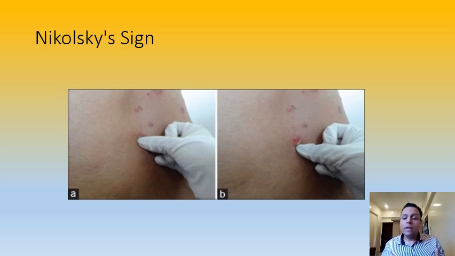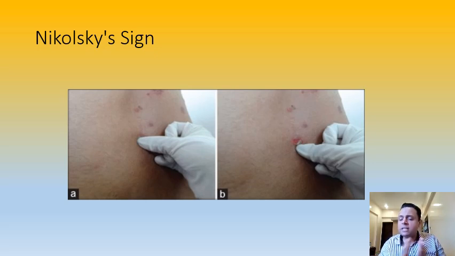The Nikolsky sign means you are putting a tangential, shearing pressure or force on the lesion. If you are doing that, it is called Nikolsky sign. What will happen when you put this tangential shearing force on the lesion? There will be epithelial detachment. The blister will extend. So extension of the blister and epithelial detachment on tangential or shearing pressure is called Nikolsky sign.